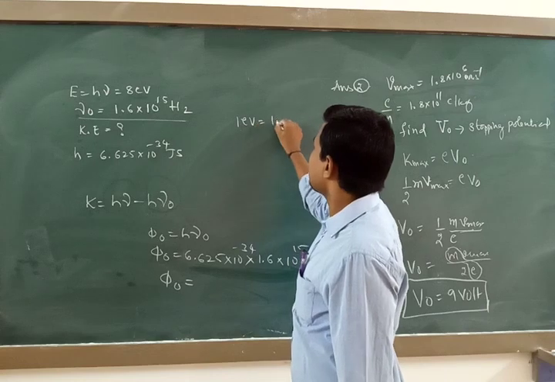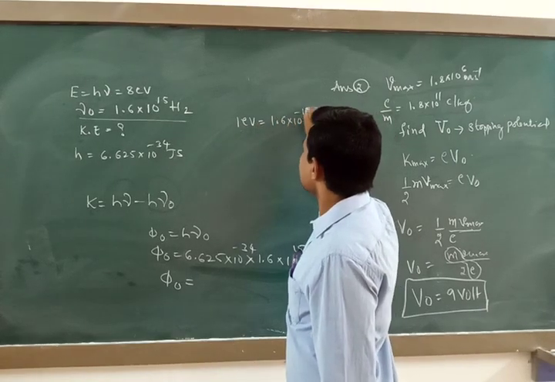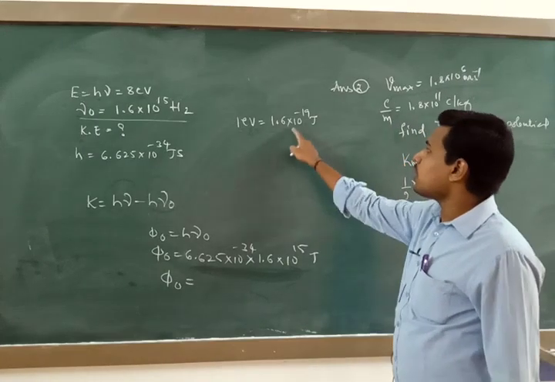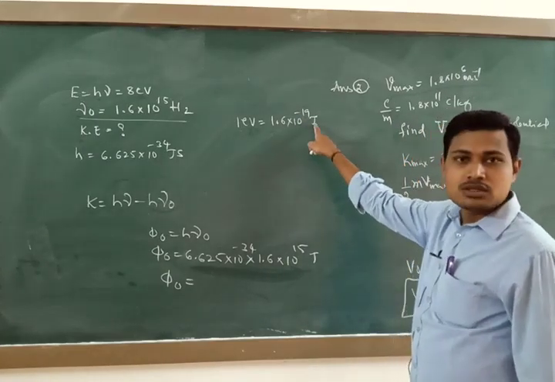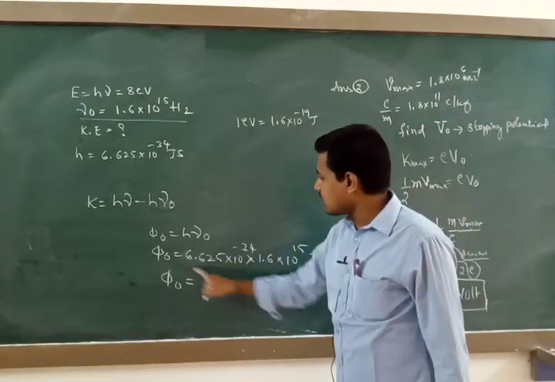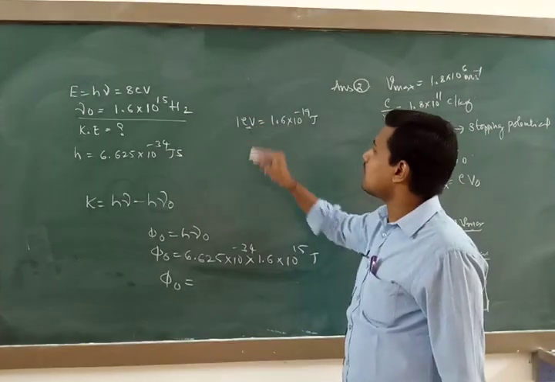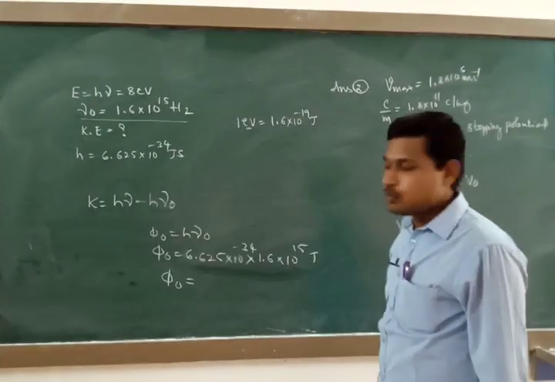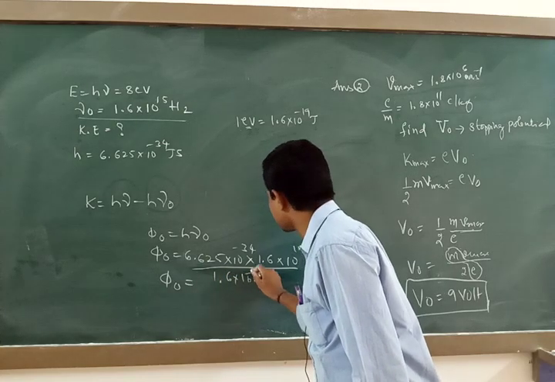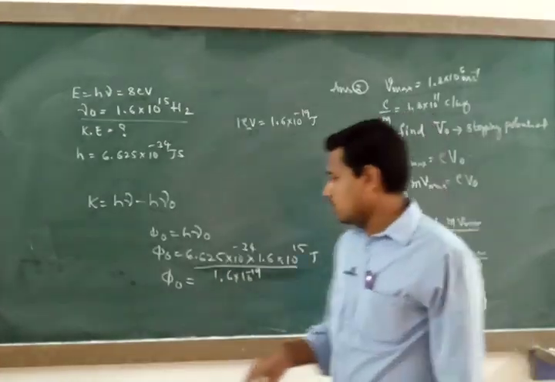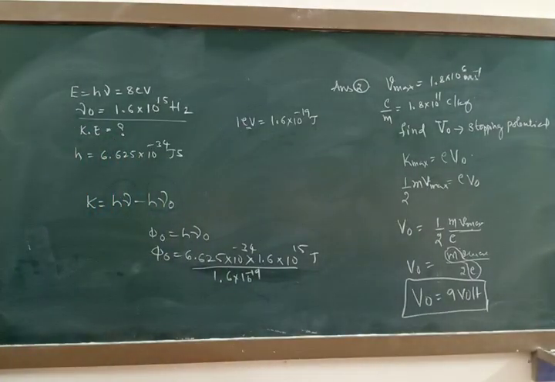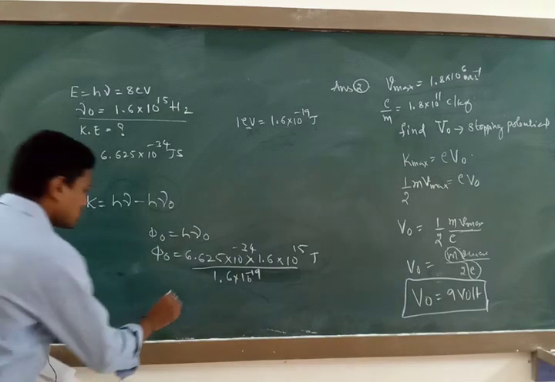We know that 1 electron volt is equal to 1.6 into 10 to the power of minus 19 joule. So 1 electron volt equals 1.6 into 10 power minus 19 joules of energy. Therefore, this much joules of energy is equal to how many electron volt? Obviously you divide by 1.6 into 10 raised to minus 19. Then the value of phi naught becomes 6 electron volt.